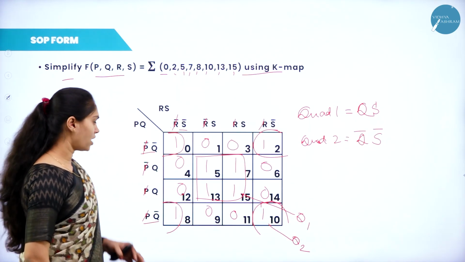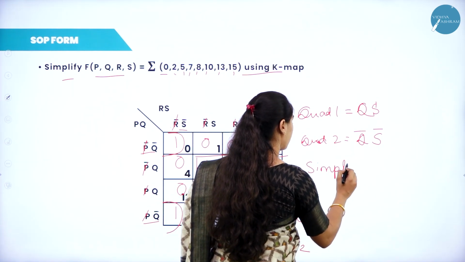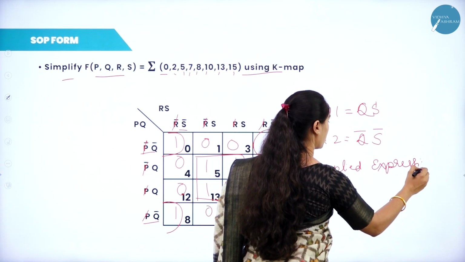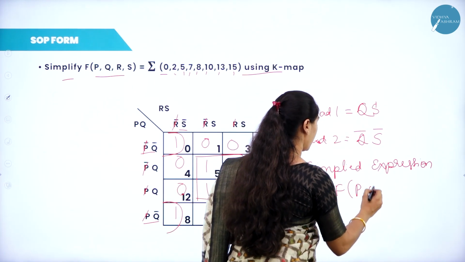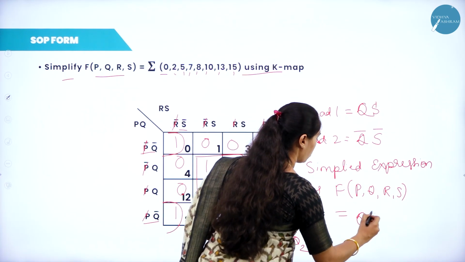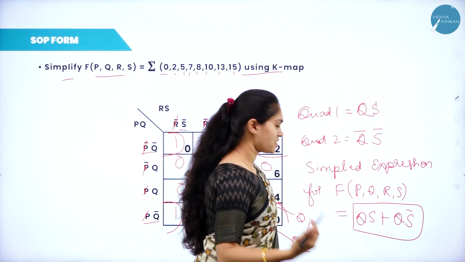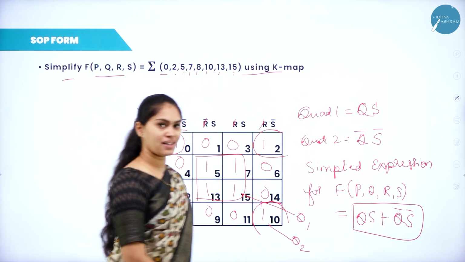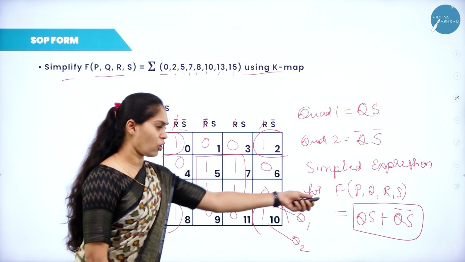So this is how the answer. How I am going to write? Simplified expression for f of PQRS is equal to QS plus Q bar S bar. So what is the final solution here? QS plus Q bar S bar. This will be the final solution for this K-map, that is in the SOP, that is sum of product.